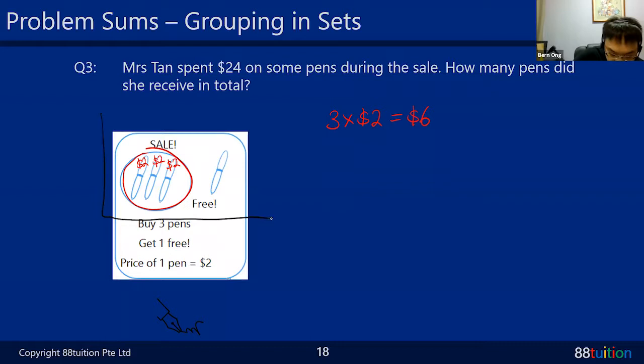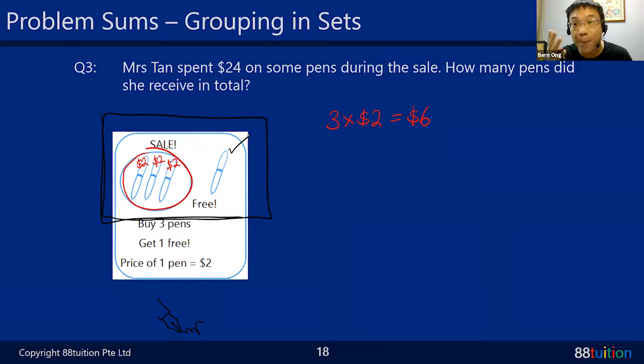Hey, that means you get 4 pens. Correct or not? Does this make sense or not? All right. So if you buy 3 pens, you get 1 pen free. That means if you pay $6, you get what? You get 4 pens. Is that true?